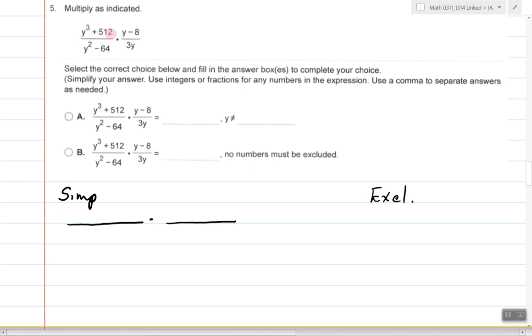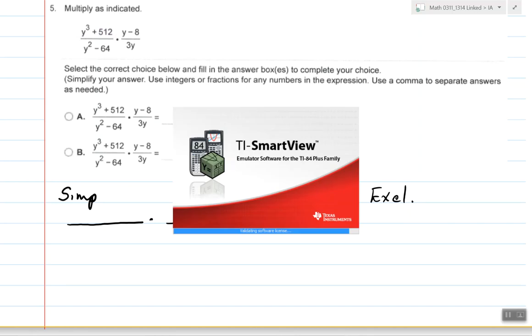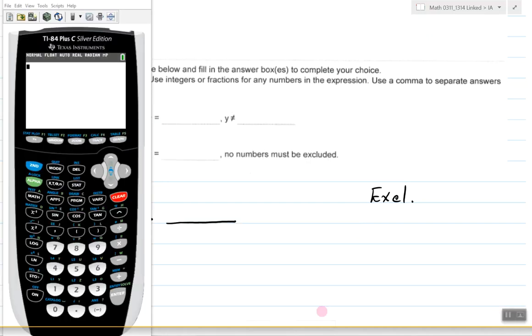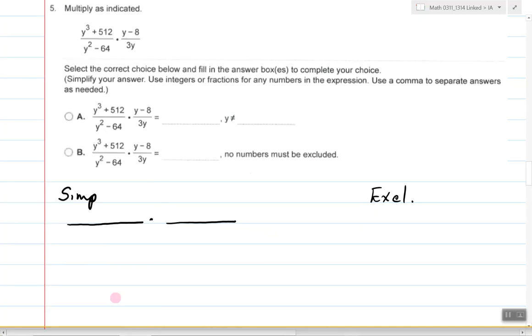Now y to the third plus 512, I believe, is the sum of cubes. So let me grab my calculator. Let that load. I should have had it ready. Sorry about that. So I will do math. Choice number 4, cube root 512, enter. And it is indeed a perfect cube, and its cube root is 8.